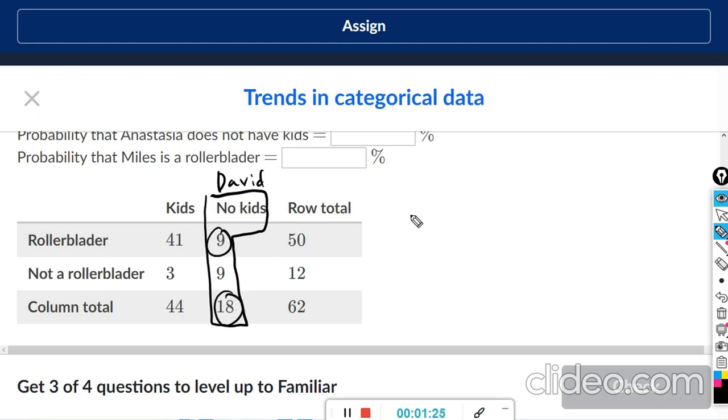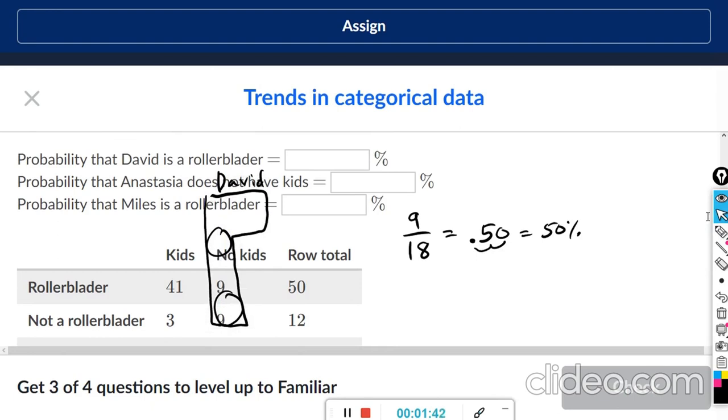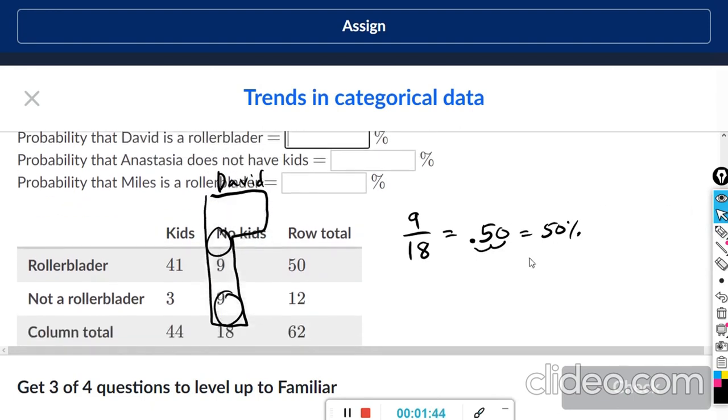But they want a percentage. So 9 over 18 is just 0.5, or you can say 0.50. When you move the decimal over 2, that's going to be 50%. So for David being a rollerblader, that's going to be 50%.